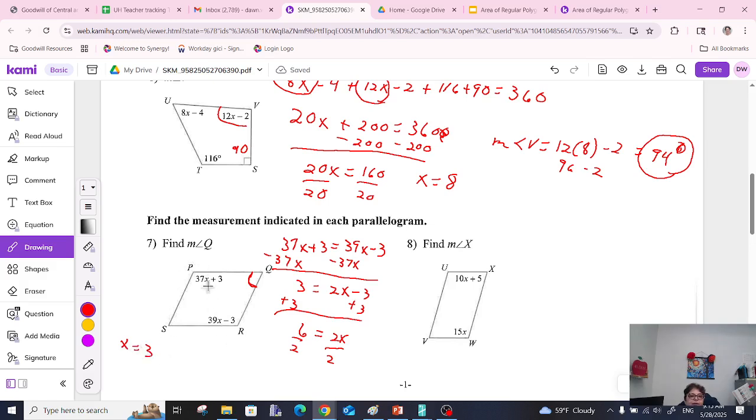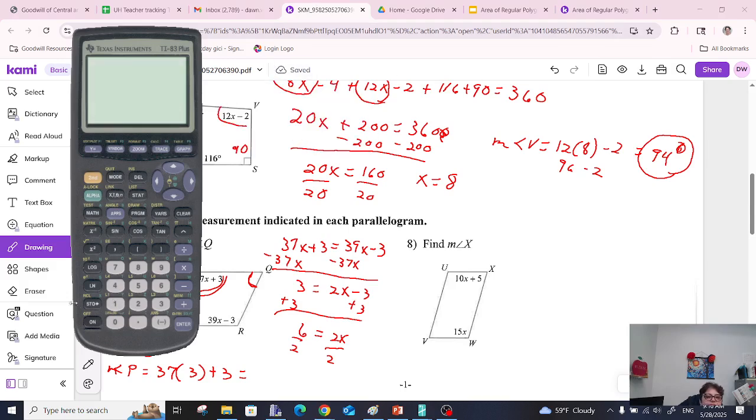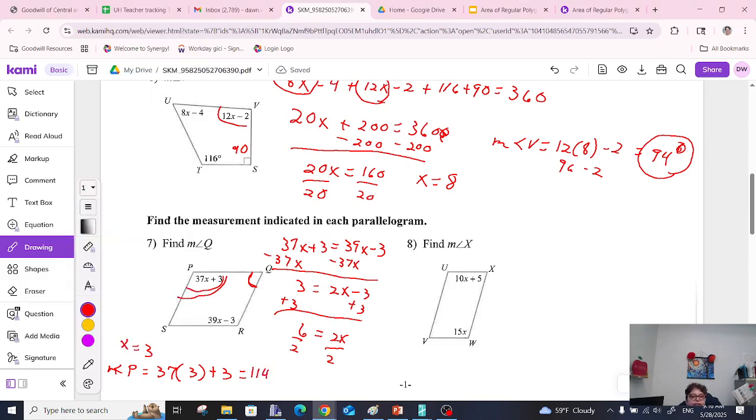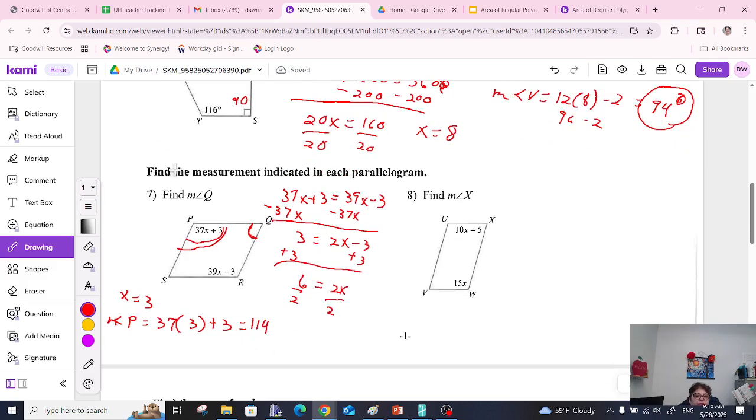I can find one of these angles, P or R. I'll choose P. So to find angle P, the measure of angle P is equal to 37 times 3 plus 3, which is equal to, is it 114? 37 times 3 plus 3. Yes, you all are great. So that's 114.